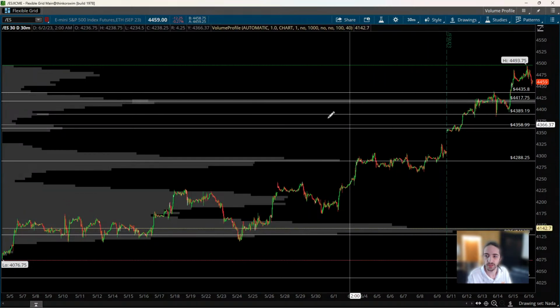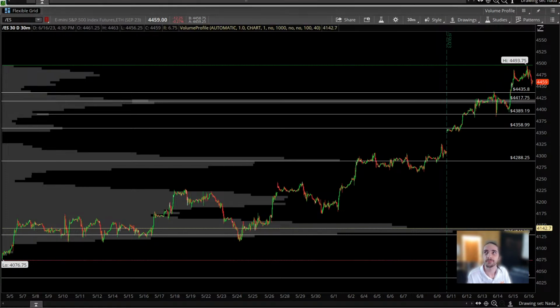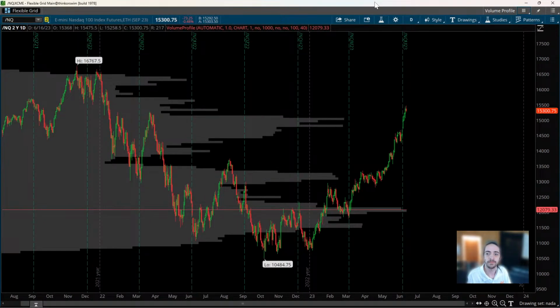Now, what we are looking for is we could pull up NQ, and we'll take a look at the NASDAQ and see how NASDAQ's volume profile was, because I know a lot of you also trade the NASDAQ as well. I'm just pulling that up.